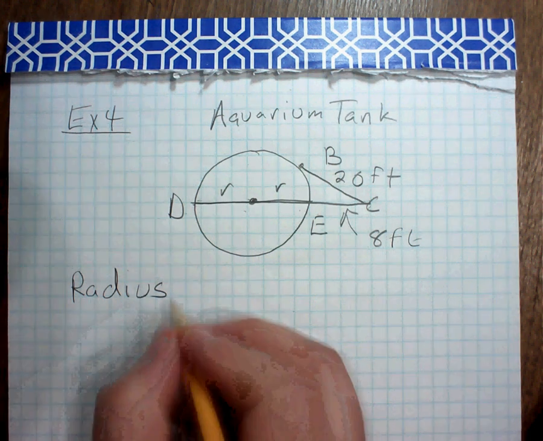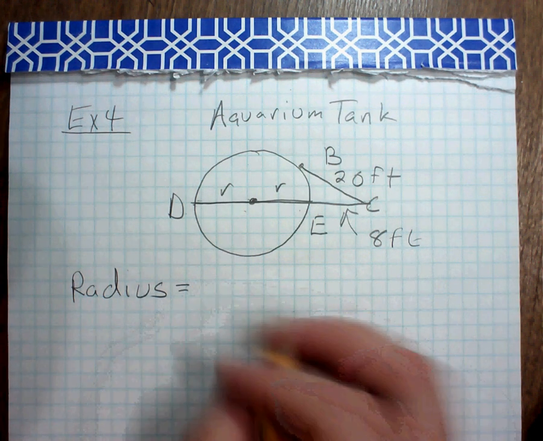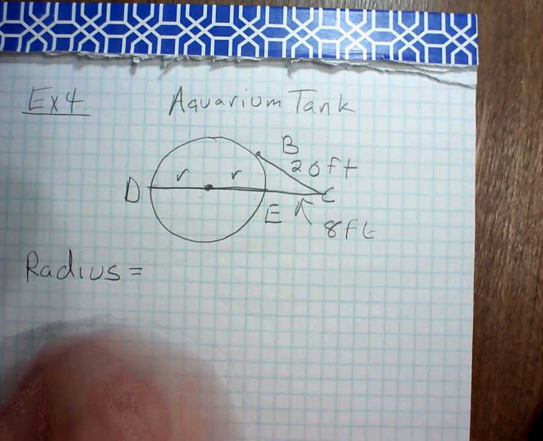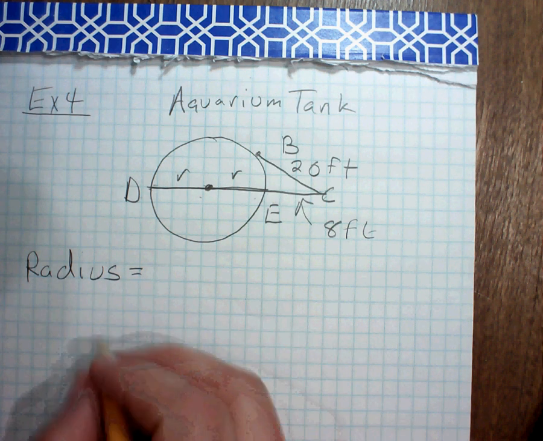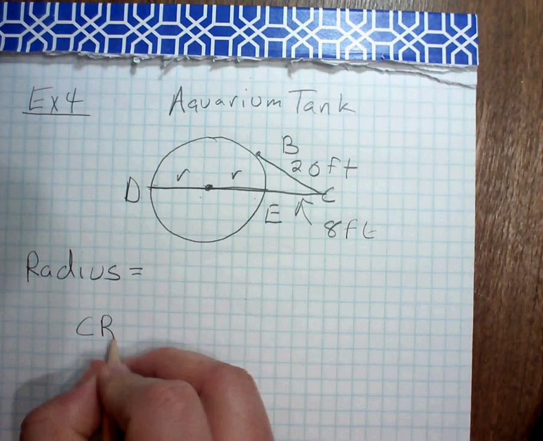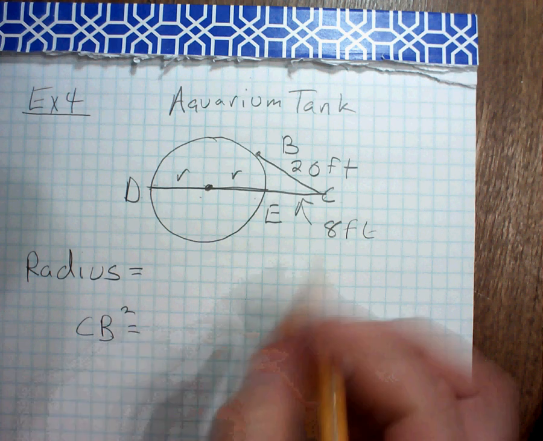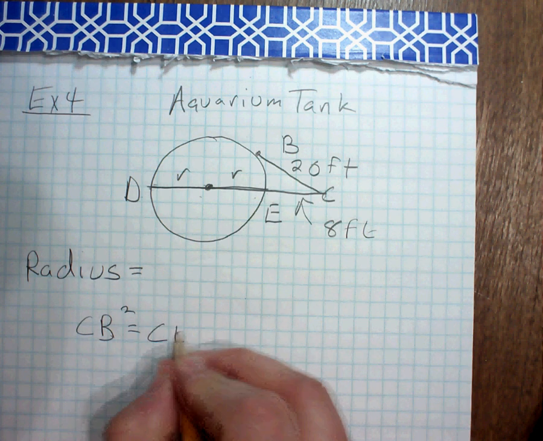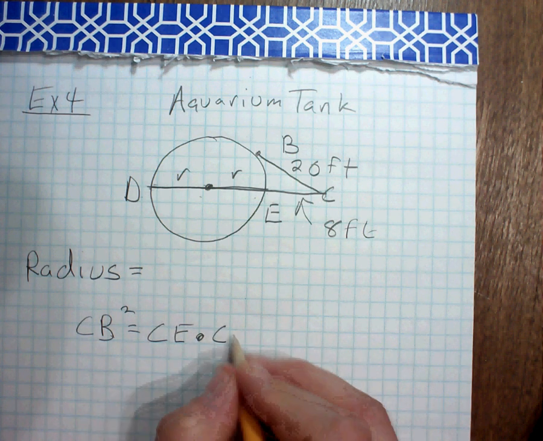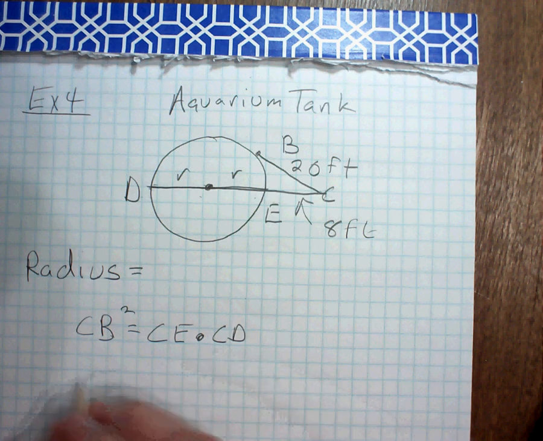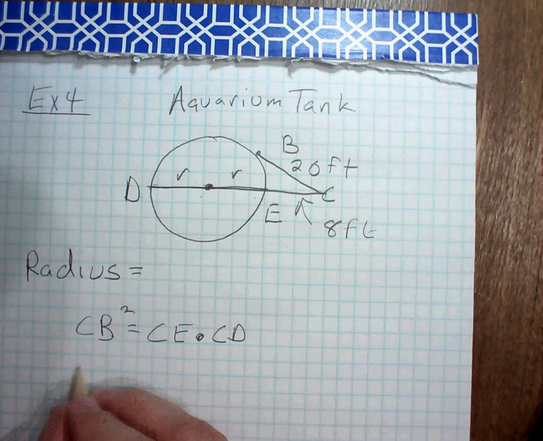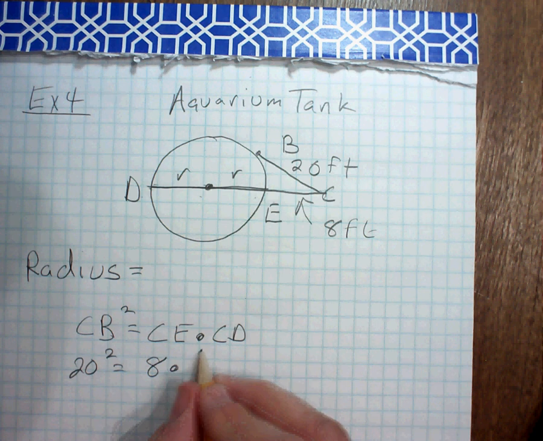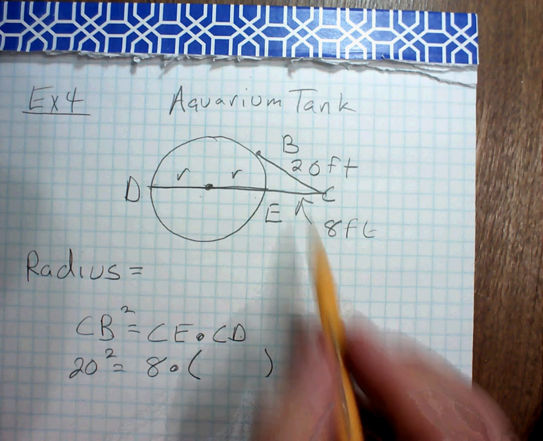A fish tank. So we want to know what the radius is. This problem uses the same property that we just used. Basically, we have our tangent line squared, which is CB, equal to the short segment times the long segment. So that would be CE times the long segment, which would be CD. All right, so let's plug that in. CB squared is just 20 squared, is equal to CE, which we know is 8, times the quantity CD. Well, that's 8 plus R plus R.